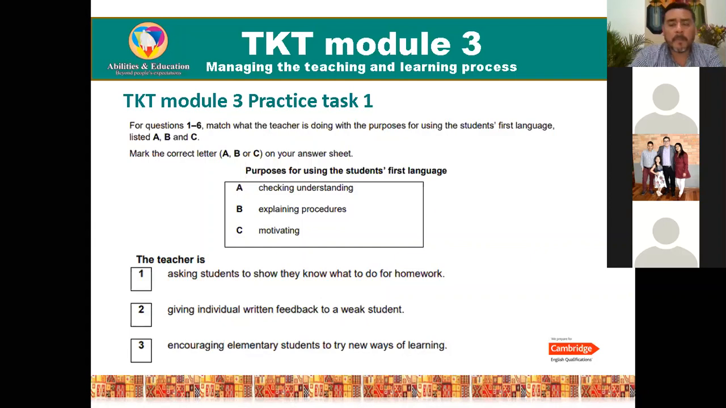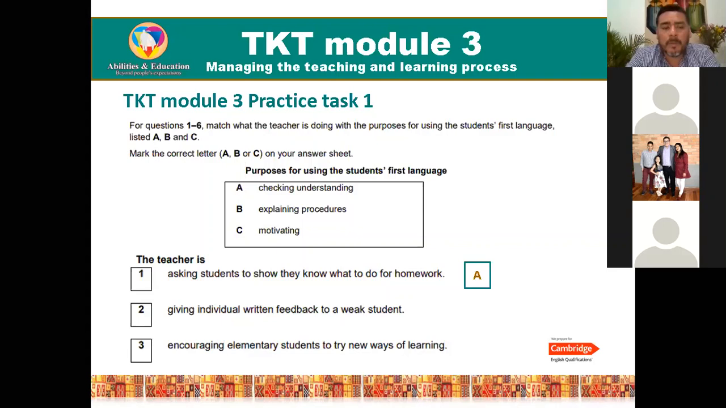If you are asking a student a question, okay, what page? Okay, how many exercises? Okay, what is the time limit? You are asking. Checking understanding. You are checking understanding, yes. All right, good.